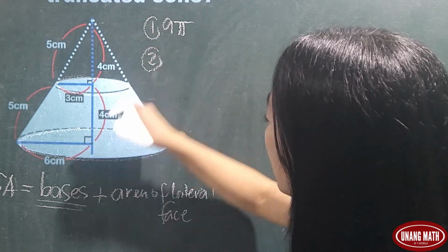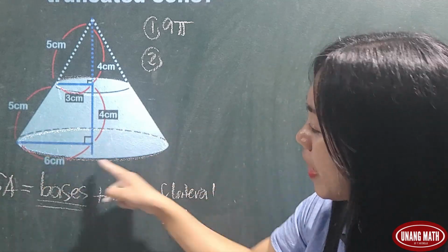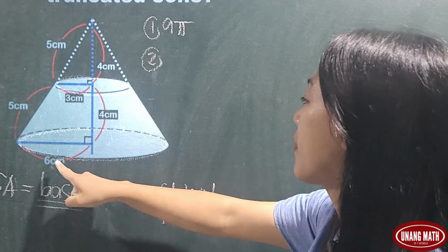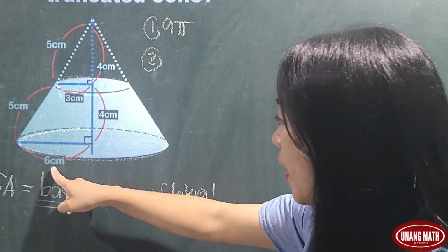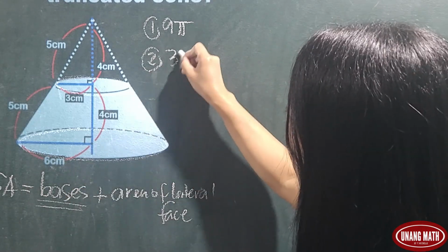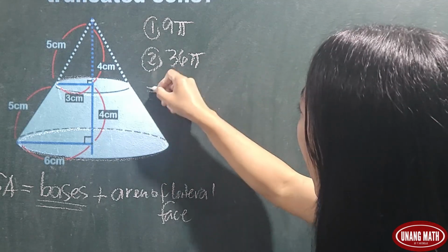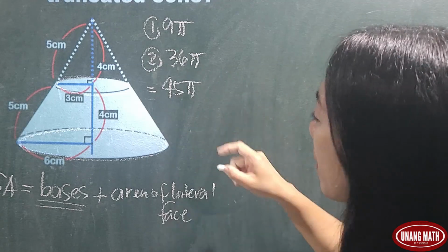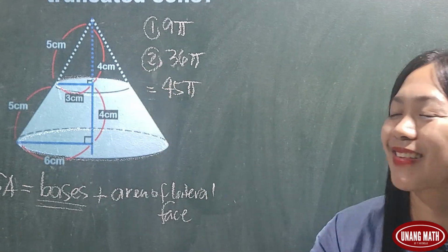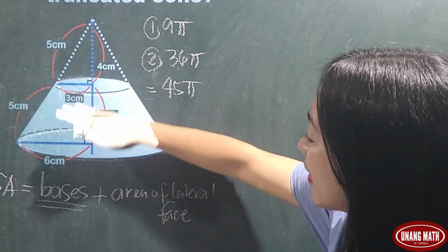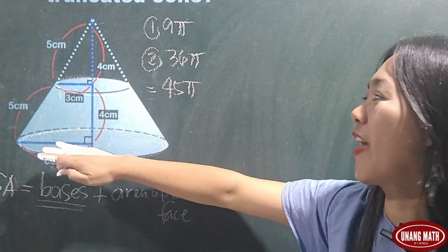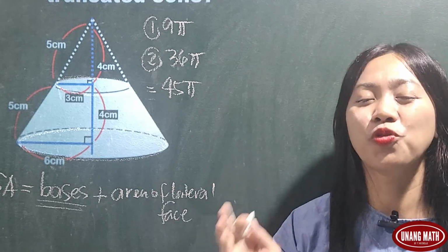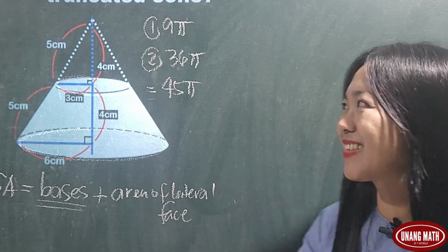What about the next base, or this second base? Since the radius is 6 centimeters, pi times 6 squared is equal to 36 pi. Add 9 and 36, so this is equal to 45 pi for the two bases. Now let's find the area of this lateral face. To find the area of this lateral face, we have to consider its net.